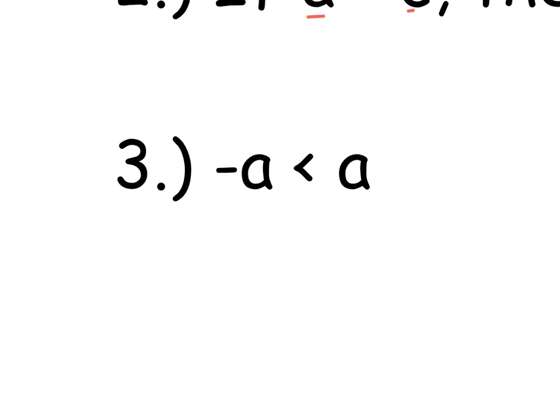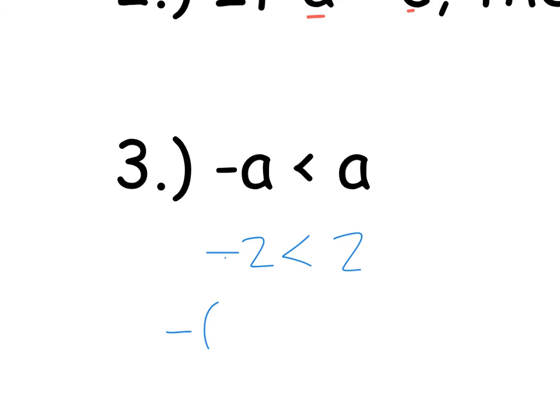And then the last one, you can read this as negative A, but you can also read this as the opposite of A. Just like the opposite of 2 is negative 2, the opposite of 4 is negative 4. You read this as the opposite of A is less than A. Well, let's do a couple scenarios here. So let's say A is 2. Well, the opposite of 2 is less than 2. That's correct.